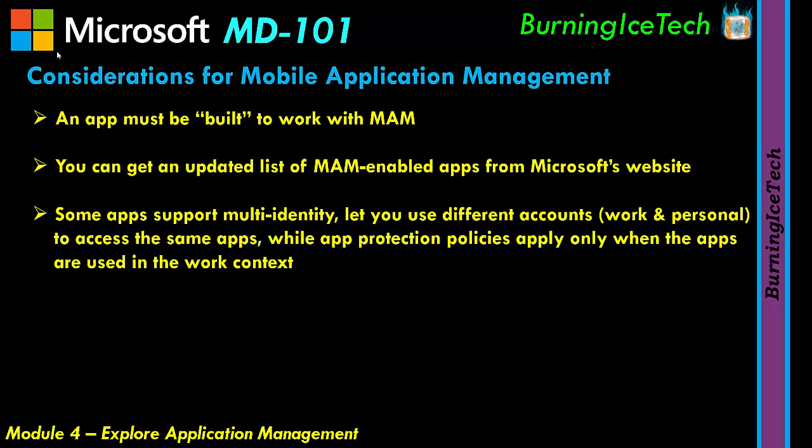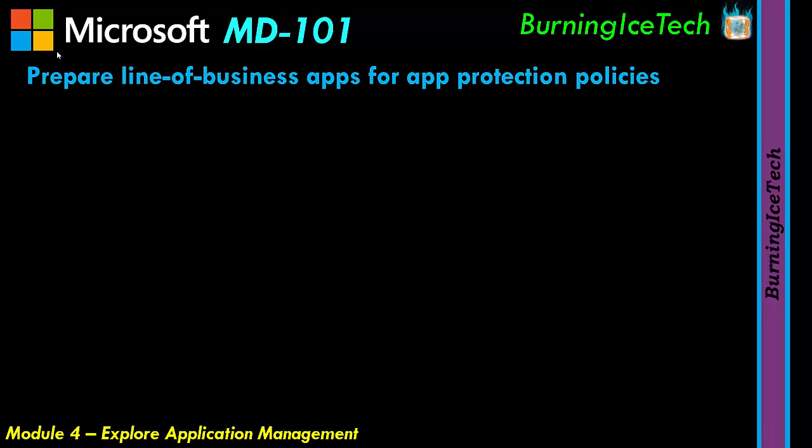It might happen from time to time that your third-party apps do not support app configuration policies. If you find yourself in such a pickle of a situation, you can use the Intune App SDK to add support for app configuration policies to your line of business apps, something we'll talk about more in just a couple of moments. You also have the option of creating a configuration wrapper around an existing app. That brings us to our next topic, preparing line of business apps for app protection policies.